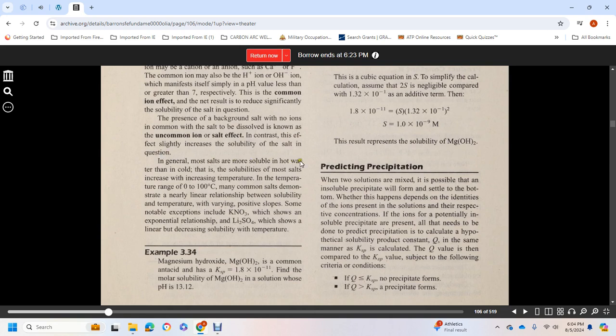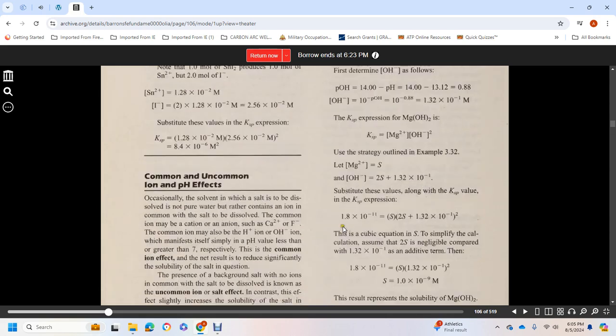Generally, most salts are more soluble in hot water than in cold, with solubility increasing with temperature ranging from 0 to 100 degrees Celsius. Many common salts demonstrate a nearly linear relationship between solubility and temperature, with positive slopes, and some show exceptions, as seen in NaNO3, which shows an exponential relationship, while Li2SO4 shows a linear decrease in solubility with temperature.